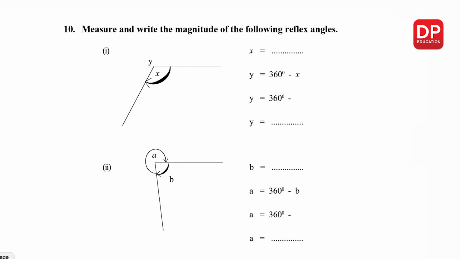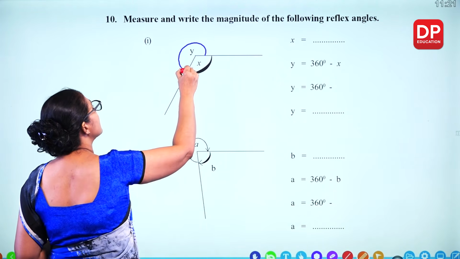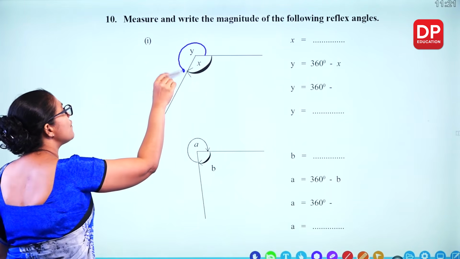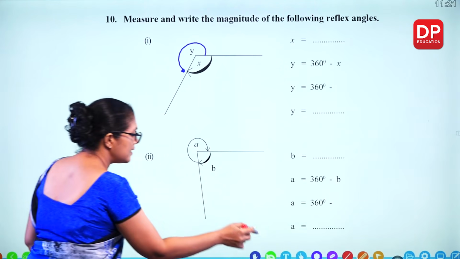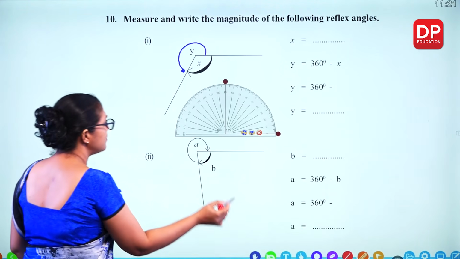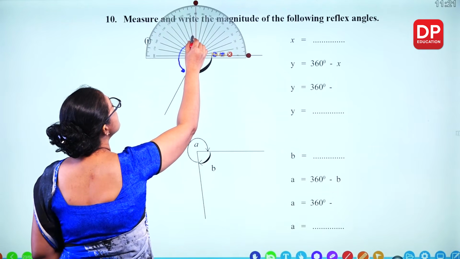Measure and write the magnitude of the following reflex angles. So what do you do? Reflex means this angle. So first find the obtuse angle. What's the obtuse angle? X angle. So take the protractor and measure this angle.